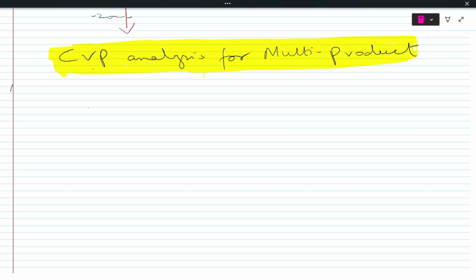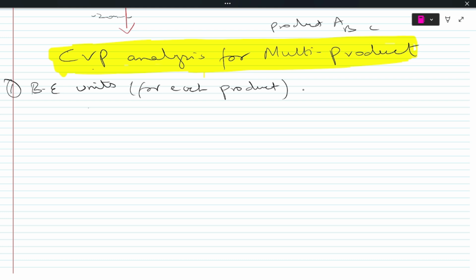Now let's start with the very first formula, break-even units. If you have to calculate break-even for each product, remember, in this scenario, we are discussing multi-product. That means you'll have more than one product, for example product A, product B, product C. So a company would be making more than one product, A, B, or C.